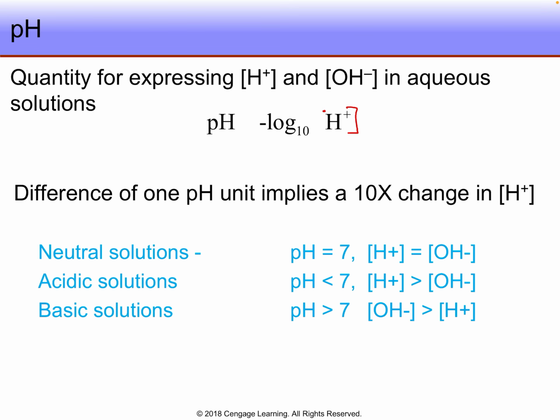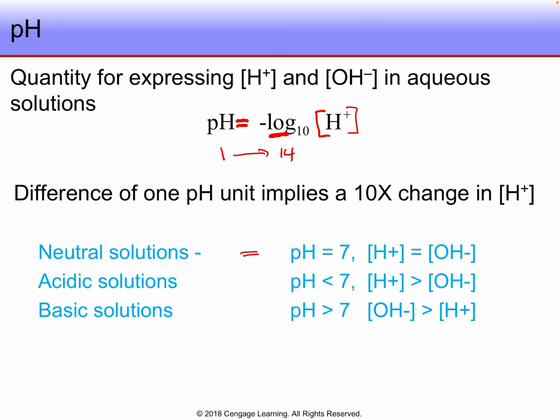Some of my equations did not translate well. So pH is defined as the negative log base 10 of the concentration of H+ in solution. And the pH scale goes from 1 to 14. If the pH is 7, we say that it is neutral. And at pH 7, neutral pH, the concentration of H+ is equal to the concentration of OH-. Those brackets mean concentration of OH-.